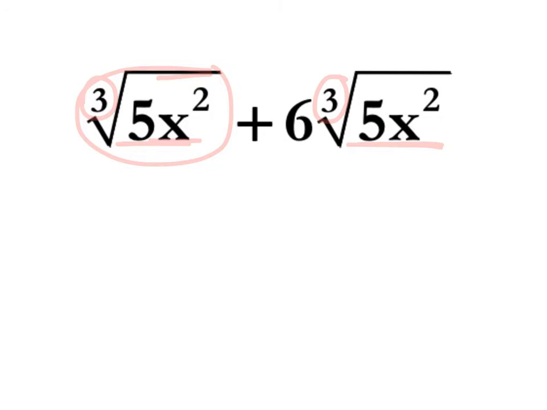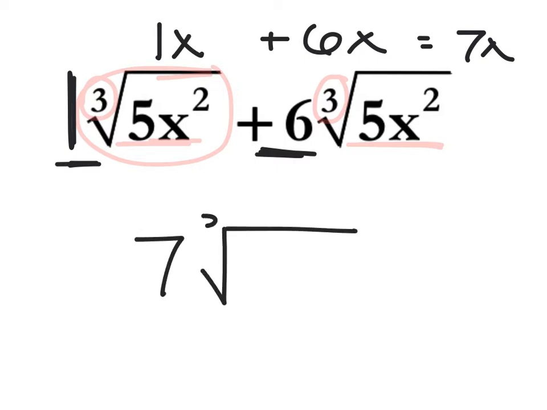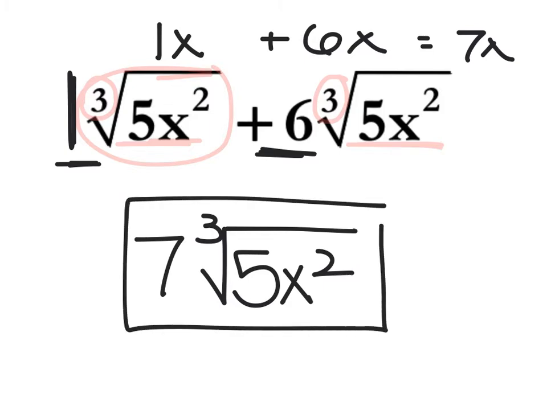So, think of this as like a 1x plus 6x. My answer would be 7x. Well, guess what? There's an invisible 1 in front of this radical. You literally just add the coefficients. We have a 7 cube root of 5x squared. And I'm done. Let's try the next one.